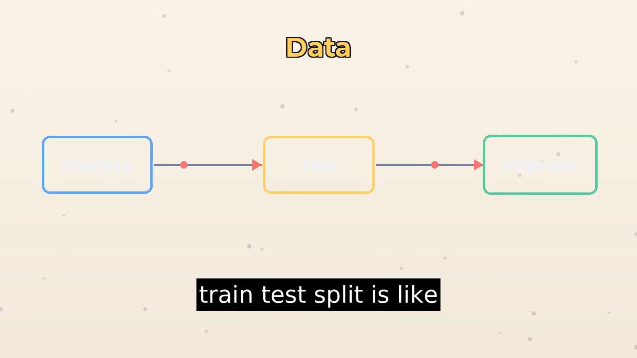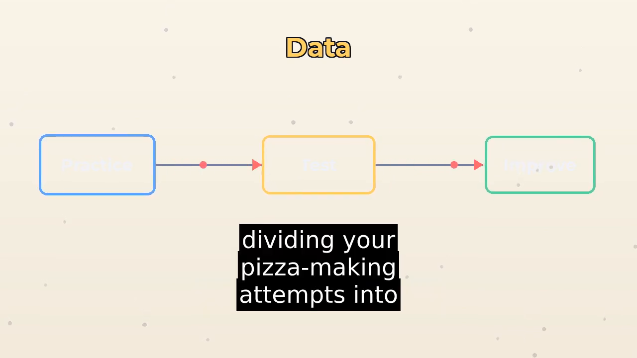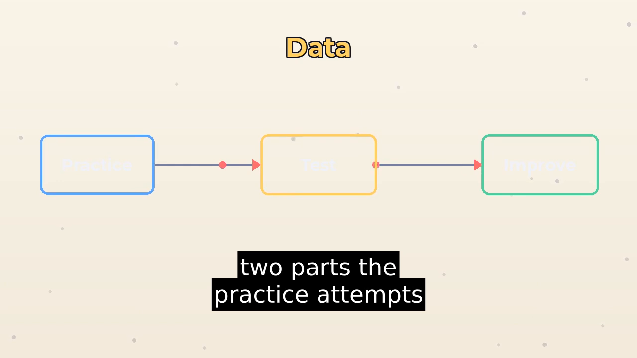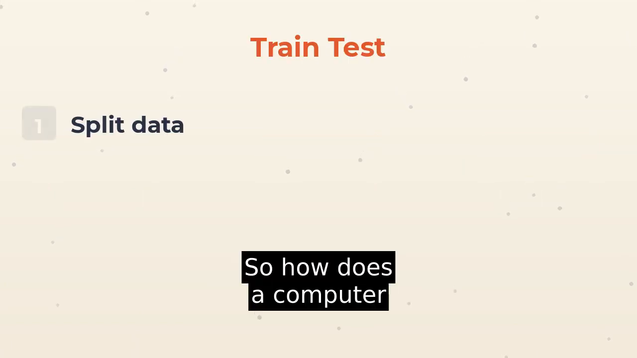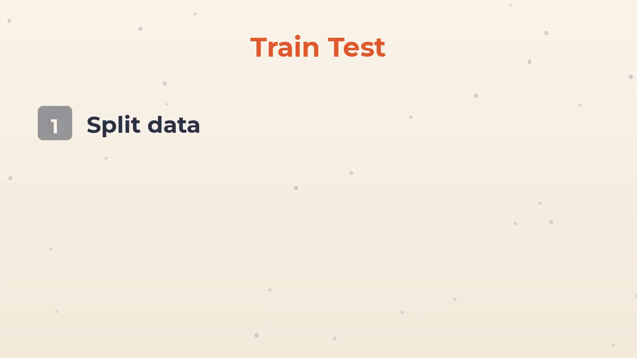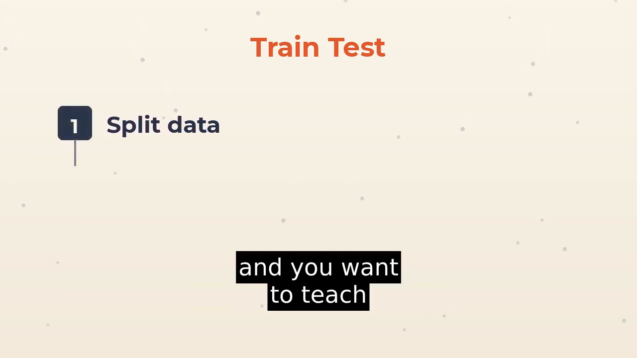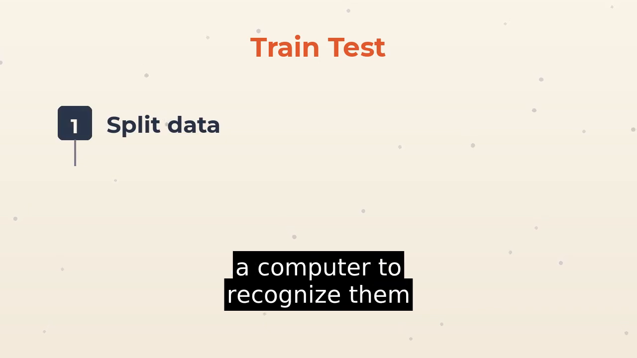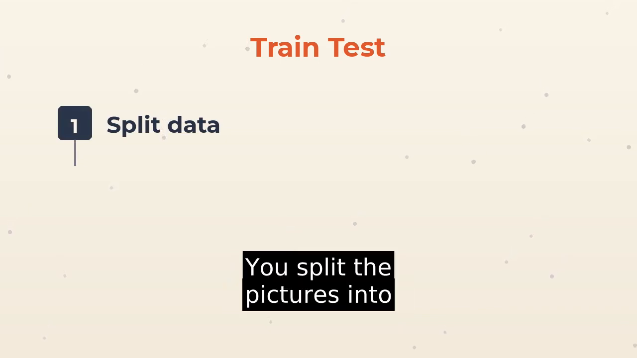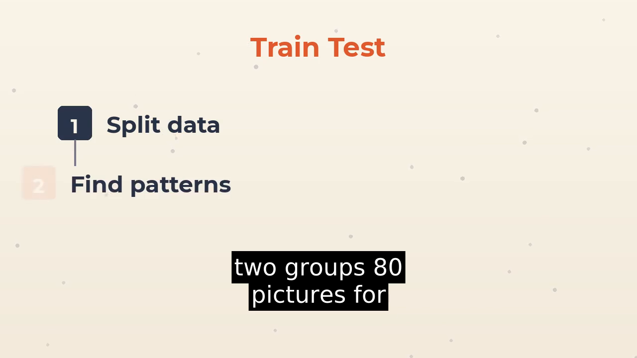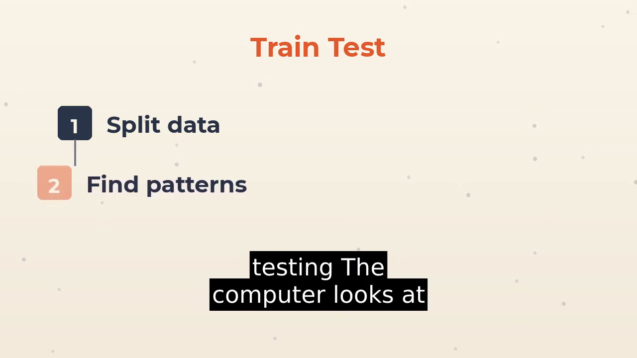A train test split is like dividing your pizza making attempts into two parts, the practice attempts and the final test attempt. So, how does a computer use a train test split? Let's say you have 100 pictures of cats and dogs, and you want to teach a computer to recognize them. You split the pictures into two groups, 80 pictures for training and 20 pictures for testing.